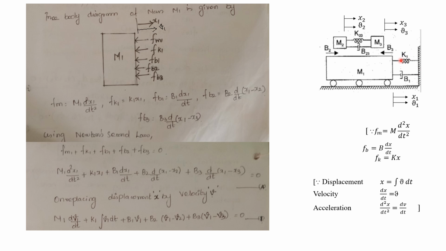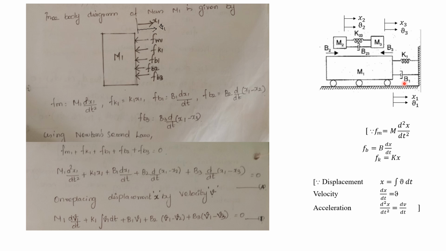K1 is connected only to this M1, not related to M2 as well as M3. So directly we can write the formula for Fk. What is Fk? K into x. So here it is K1 into x1, the corresponding displacement. Then what about the next element?